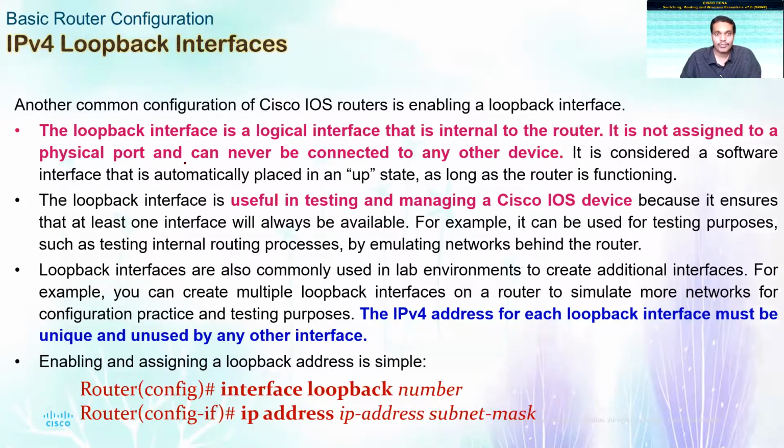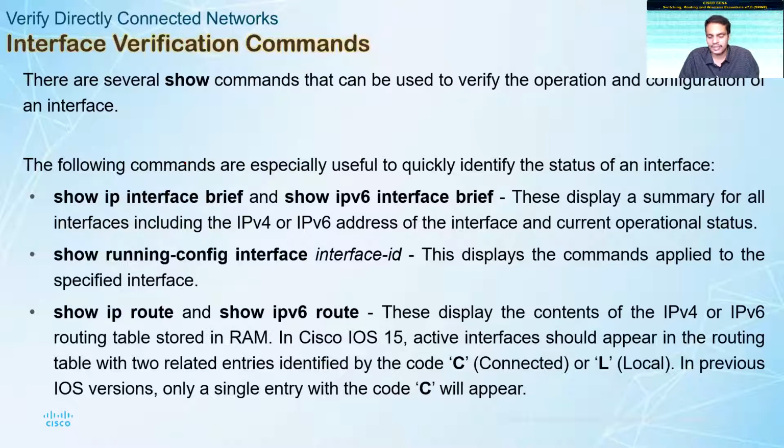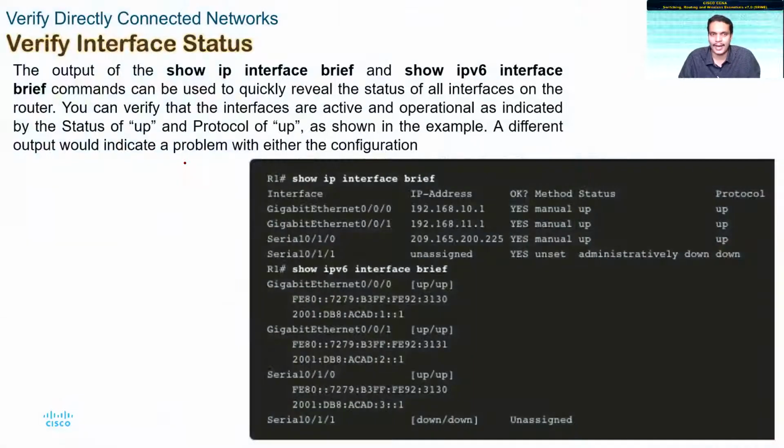So after that, we have the verification commands on the router. Once you do all the configurations, you need to check whether the configurations you did are right or wrong, or if there are any errors, if you want to find out anything else. Now in that, the best commands we use are show IP interface brief, show running-config interface ID, show IP route, and show IPv6 route. Now these commands and the outputs of these commands have been discussed extensively during your ITN course also, but let me give a quick recap.